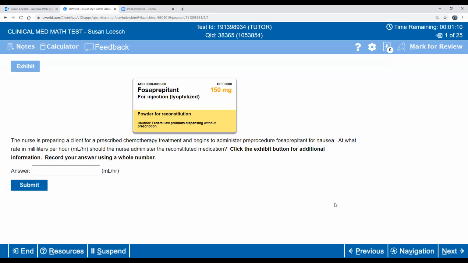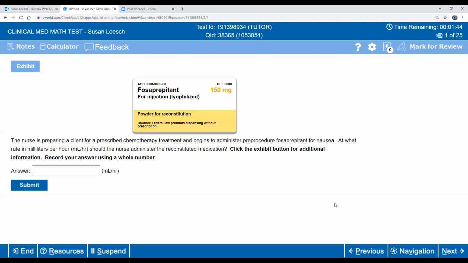So, when they put it in the problem, it kind of doesn't look like this, but this is how it would actually look if you got it on the floor. You would have this bottle of Fosaprepitant, 150 milligrams, okay? And you're going to give this to a client who's getting chemo. So it's saying that you're going to give this before the procedure, and you're giving it for nausea. And it wants to know mLs per hour that you should administer the reconstituted medication.